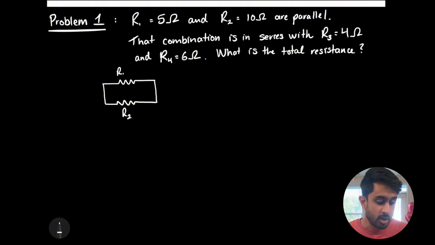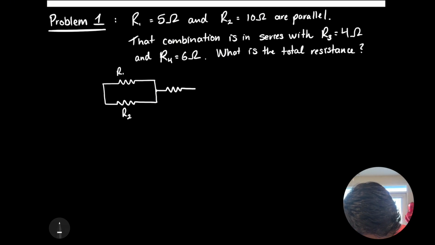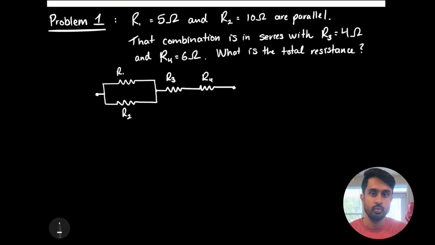Now we know that this combination is in series with 2 series resistors, specifically R3 and R4. We know this is R3. And now we know this is R4. In this case, as with a lot of circuit diagrams, we normally have some sort of voltage source, but we don't really need that in this case, since all we're really calculating is the total resistance.